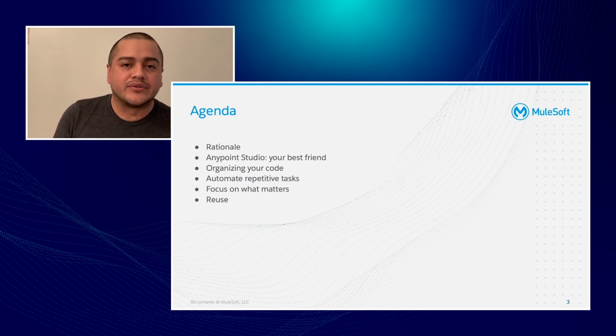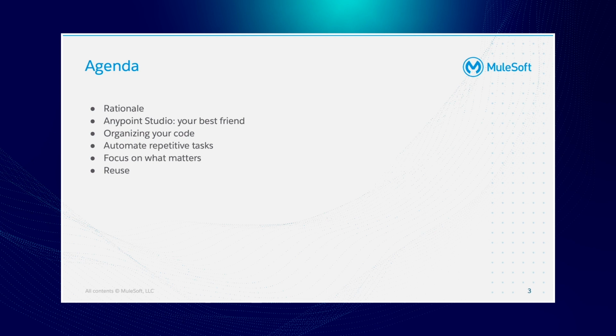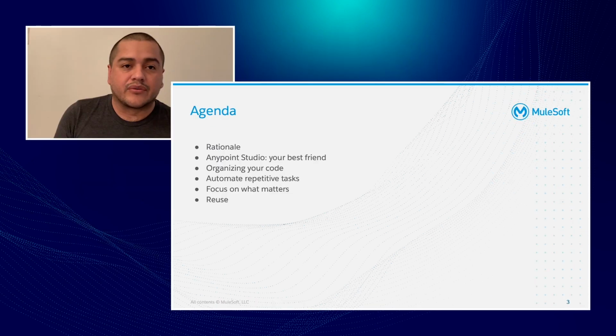All right, let's go through the agenda. The first one is to discuss the motivation behind this topic and how we can be more productive in Anypoint Studio. We will discuss how this product can help us to be more efficient. We will go through 4 different practices that can help you to boost your productivity. The first one is organizing your code. The second one is automating repetitive tasks. The third one is focusing on what matters. And the fourth one is reuse: how we can reuse some settings in your platform to be more productive.